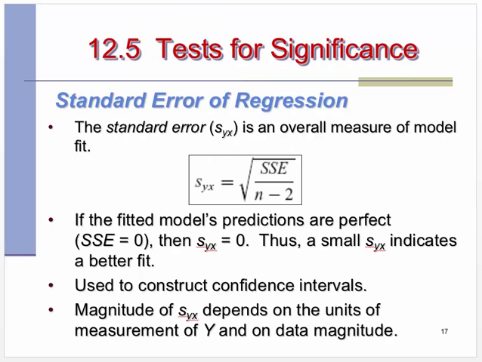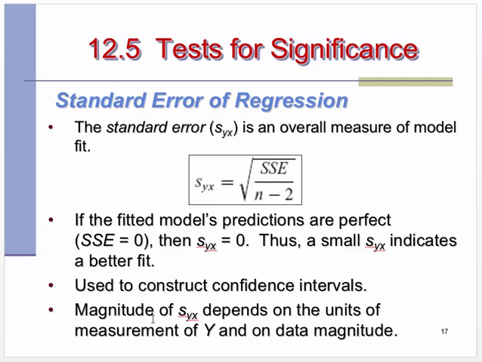Standard error of regression. The standard error, SYX, is an overall measure of model fit. SYX is defined as the square root of SSE over n minus 2. If the fitted model's predictions are perfect, SSE is 0, and then the standard error is 0. A small SYX indicates a better fit. This is used to construct confidence intervals, as we'll see in a minute.